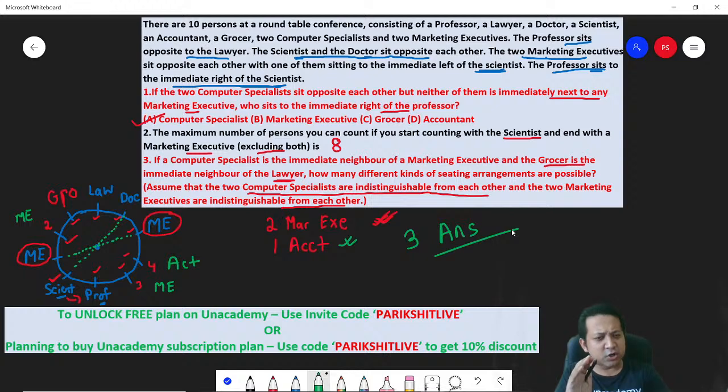Did you get it? So remember, think from the perspective of the accountant. You place the accountant at position 2, you get one arrangement. You place the accountant at position 3, you get another arrangement. You place the accountant at position 4, you get the third arrangement. Why? Remember, the marketing executives are indistinguishable.